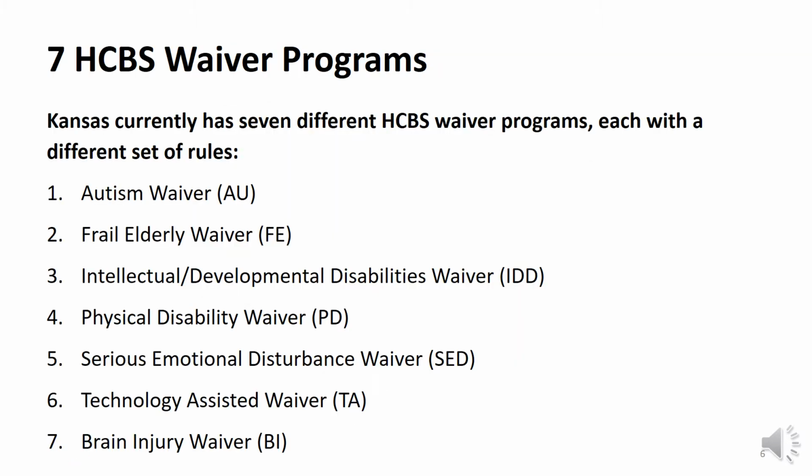Kansas currently has 7 different HCBS waiver programs, each with a different set of rules: the Autism Waiver, the Frail Elderly Waiver, the Intellectual Developmental Disabilities Waiver, the Physical Disability Waiver, Serious Emotional Disturbance, or SED, Waiver, the Technology Assisted Waiver, and the Brain Injury Waiver. We will just touch on each of these HCBS waiver programs today, but you can check out the resources at the end of this video for a more in-depth look at each waiver program.